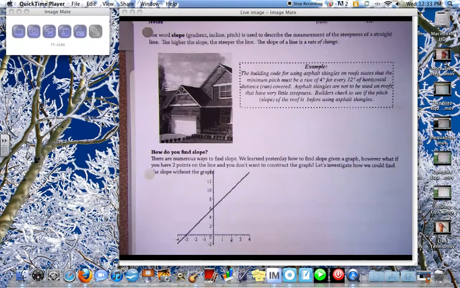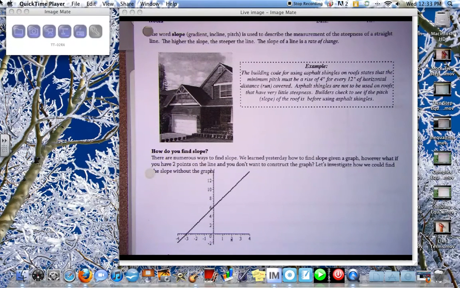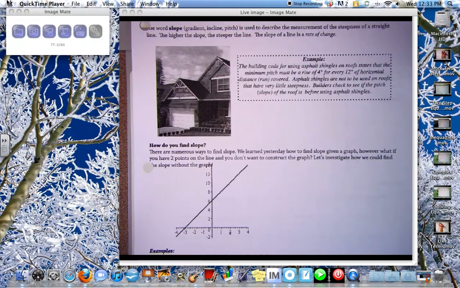So how do you find slope? There are numerous ways to find slope. We learned yesterday how to find slope given a graph. However, what if you have 2 points on the line and you don't want to construct the graph? Let's investigate how we could find slope without the graph.